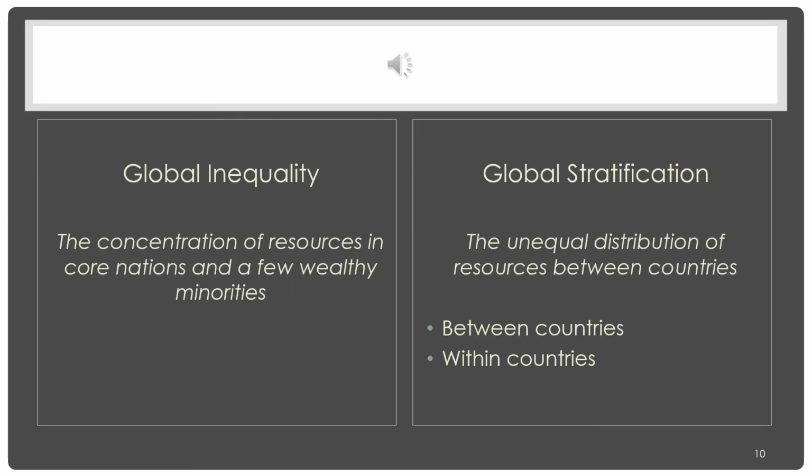So in chapter 10, we're going to take stratification and apply it globally. Again, remember that I stated that all cultures and countries around the world have some form of stratification. So I want to look at the term global inequality.